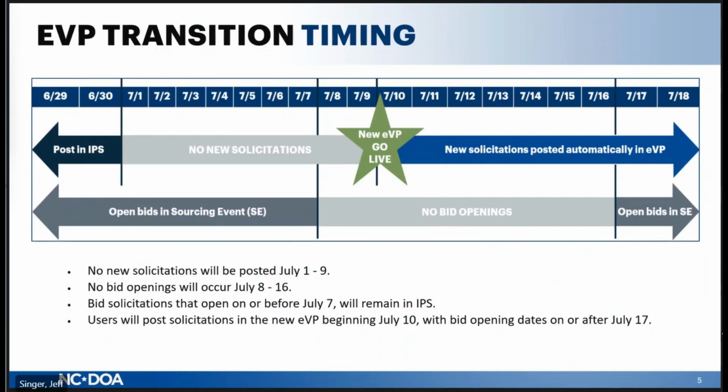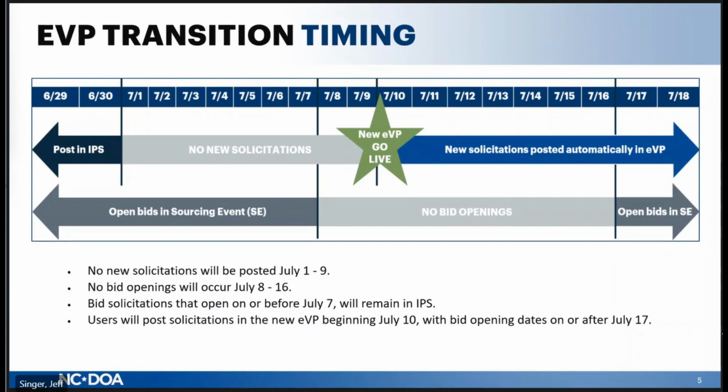So one more slide here about just the overall process and everything. It's going to relate to the timing. So we're not going to go too deep into this because a lot of what you see here is timing on the solicitation aspect, because IPS and the new eVP, a big portion of that is managing public solicitations on both sides. And the big date here is July 10th, 7/10. That's the go live of the new system.